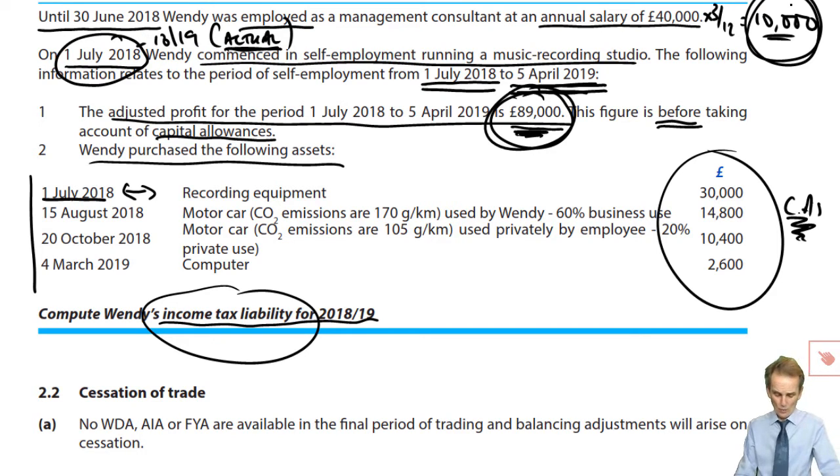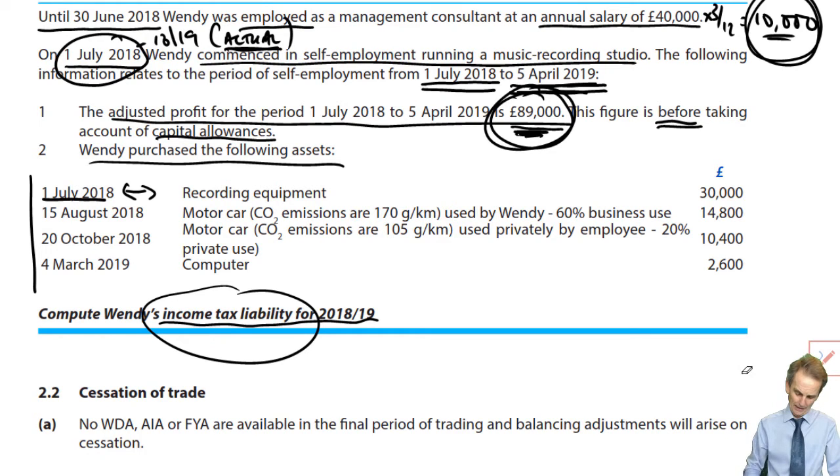So that said, therefore, we need to determine our capital allowances computation. To do that, we said, analyse the expenditure incurred. So what have we got here in terms of the qualifying capital expenditure? We have got recording equipment. That is just normal plant and machinery purchased for use within the trade. So that £30,000 there will be eligible for AIA.